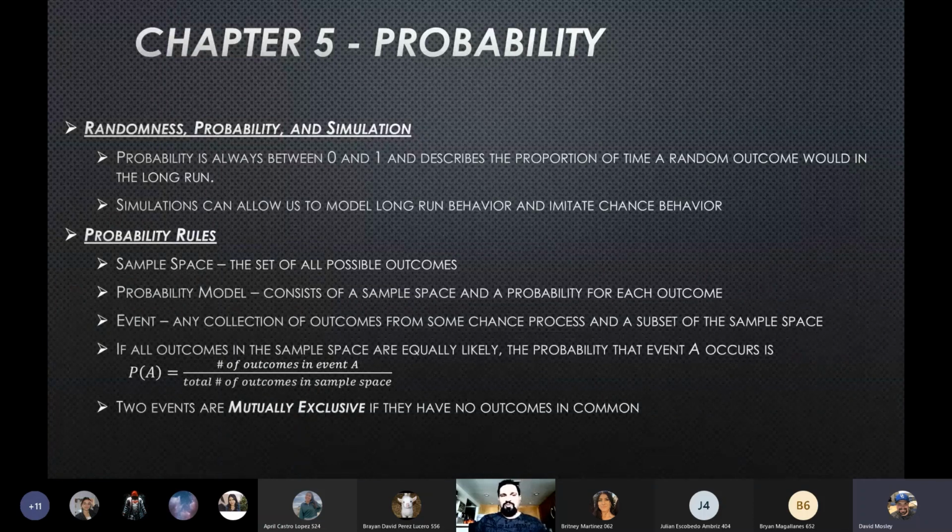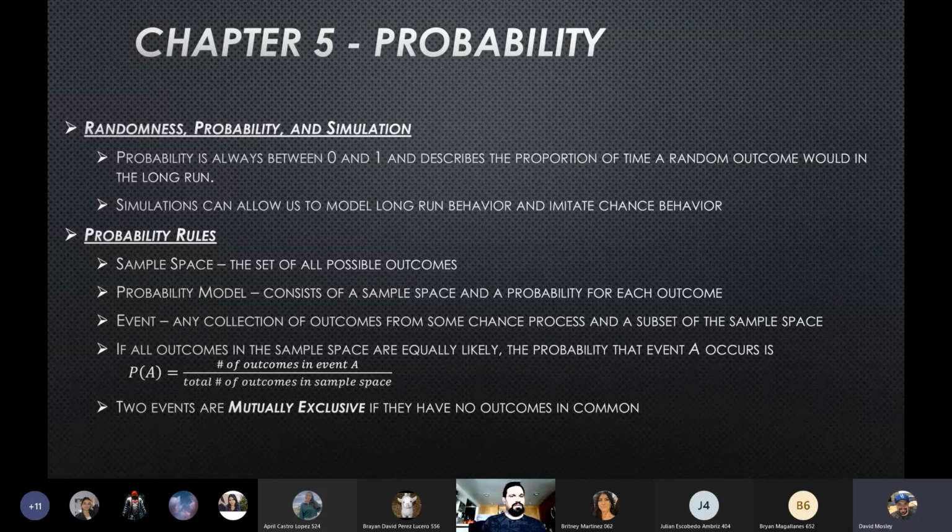We have some probability rules and definitions. We have sample space, the set of all possible outcomes. For instance, if I am rolling 2 6-sided dice, and I'm interested in the sum of the 2 dice, there are 36 possible outcomes between the 2 6-sided dice. All right, our probability model would then consist of a sample space and probability of each outcome, meaning probability of the sum of the 2 dice being anywhere from 2 to 12.